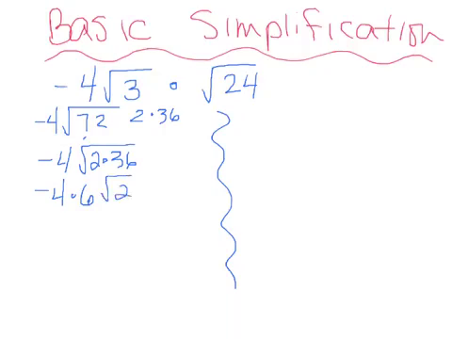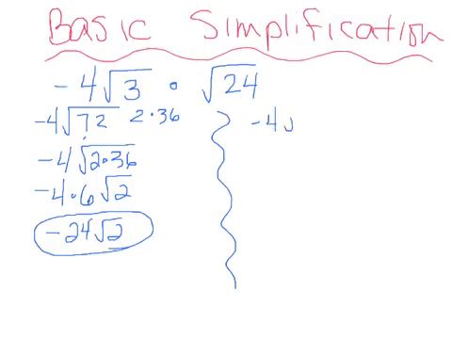Square roots of 2. 4 times 6 is 24, and I am done. Or I can factor first, then multiply.